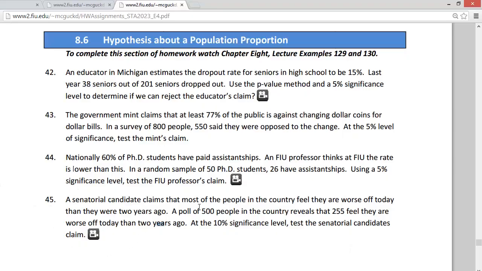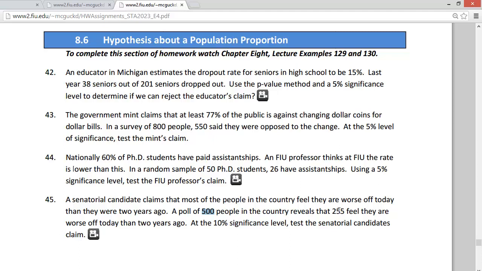So if we look at this problem here, it says that a poll of 500 people were taken. So that's the poll, and so that means that's your N. And then they tell us that that poll revealed that 255 of the people felt they were worse off today than 2 years ago. So if you think about this, they're not giving us a percent here. They're giving us a number of people that feel this way, right? So we're going to have to take that number of people and divide it by the total to produce the sample percentage.